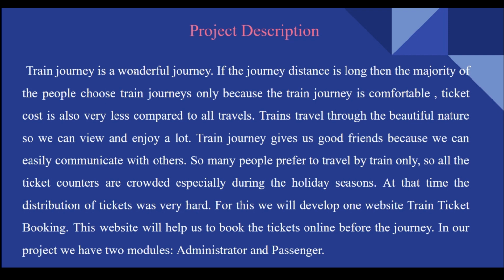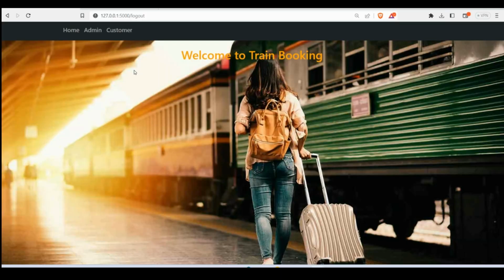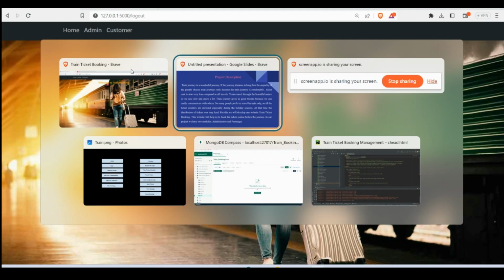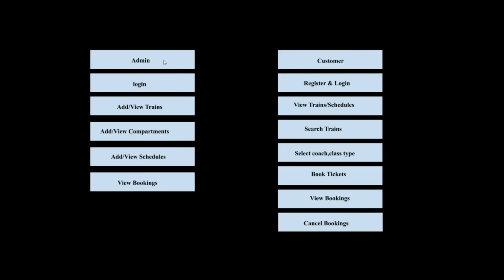In our project, we have two modules: admin and customer. I just want to show you the flow of this project. So this is the flow chart of this project. Here the admin will log in with the predefined email and password. After the login, the admin will add the train compartments and schedules. The added train compartment schedules can also be viewed by the admin. Admin can also view the bookings of the customer.